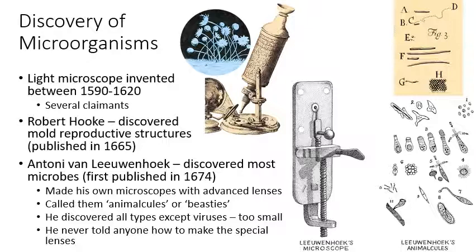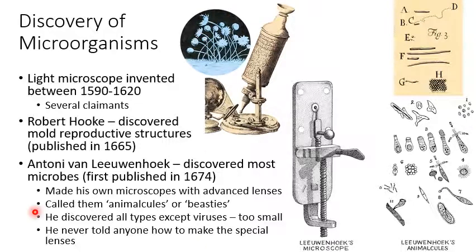He didn't really understand the significance of what he found. He just thought he found some interesting looking stuff, but it was actually a living thing, a microbe. So here's Robert Hooke's microscope, and here's a drawing he made of the mold reproductive structures that he saw using his scope.